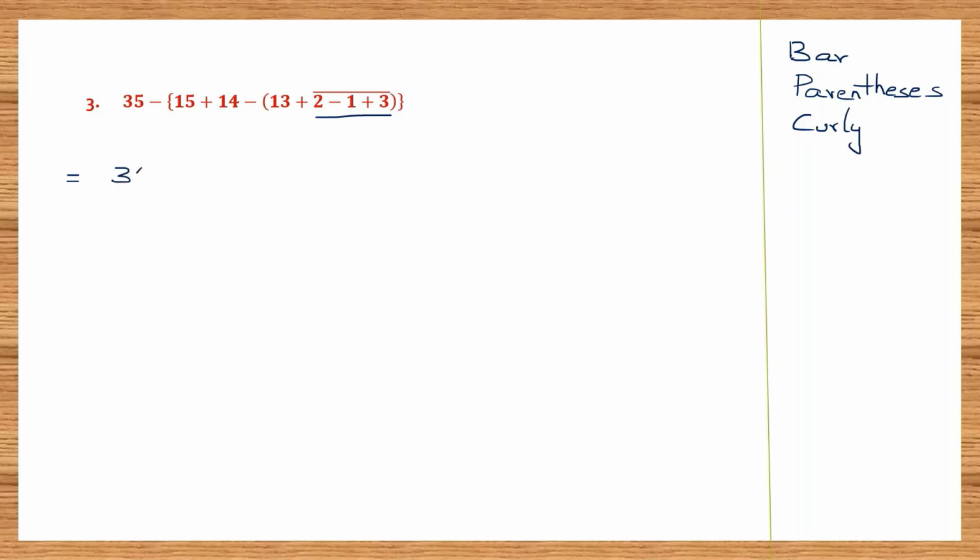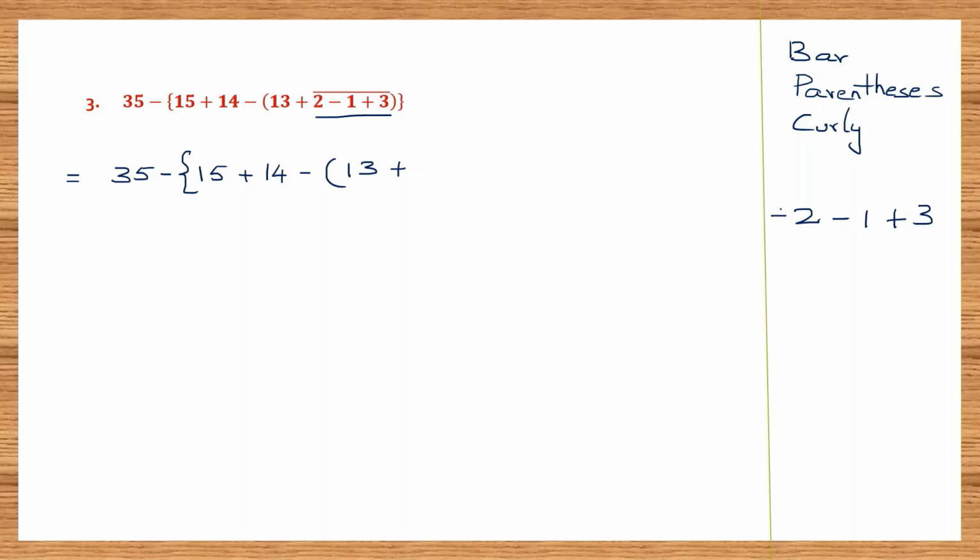So let's write 35 minus {15 plus 14 minus (13 plus. Now I need to work out what's underneath the bar bracket. So let's put it in the working column: 2 minus 1 plus 3. Here I have to work out what's given here.